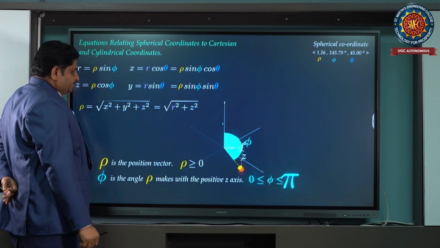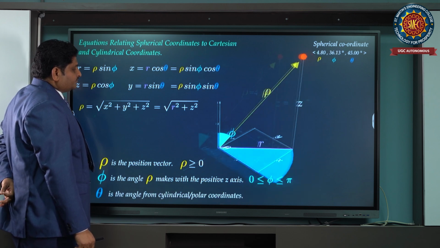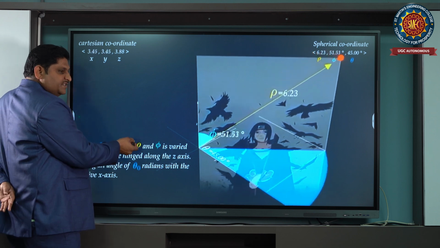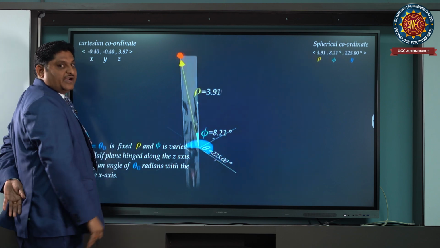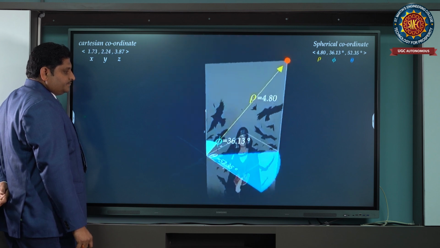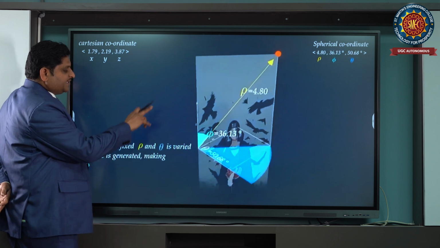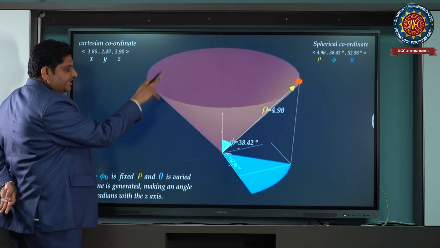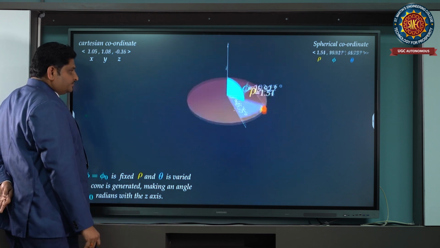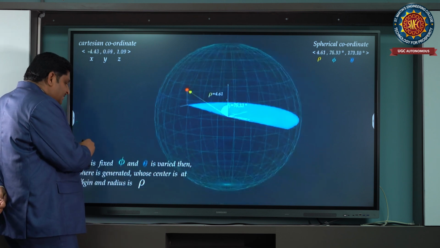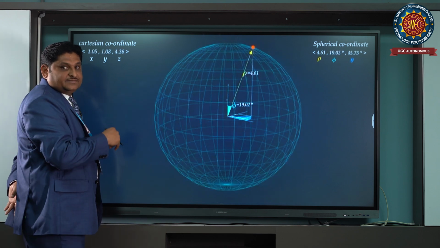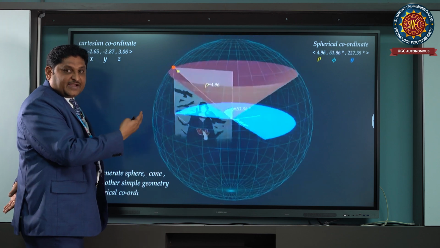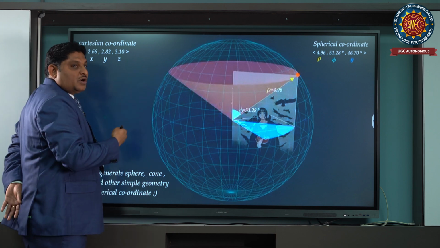You observe this. Here theta is fixed and they considered rho, which means r and phi vary. If r and phi vary, then a plane is generated. How is the plane generating? If phi is fixed and r and theta vary, then a cone will generate. How is the cone generating? If r is fixed and the angles vary, then a sphere will generate. So once the plane, cone or sphere is generated, the next target is how to identify its volumes or areas, which using spherical coordinates is easy.